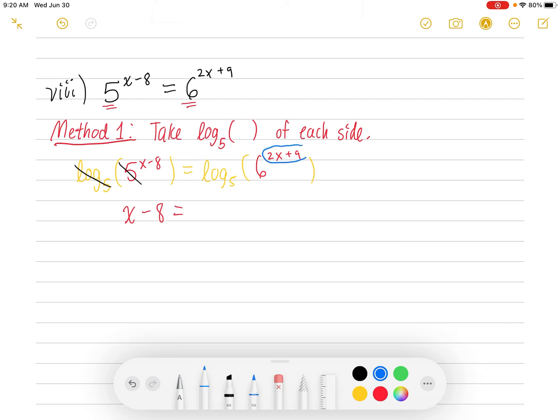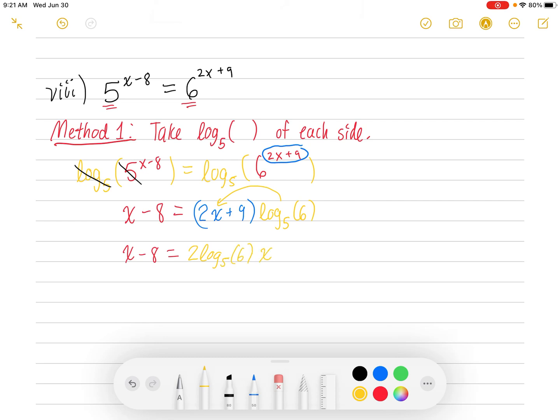Let's try it again. 2x plus 9. So if I look at my left side, my log base 5 will cancel with my exponential base 5, and I'll have x minus 8 drops down, equals. Now we can take this exponent I'm circling in blue and use one of our properties of logs, one of our expansion properties, where we take that exponent out front. 2x plus 9 is going to come out in front of the log base 5 of 6.